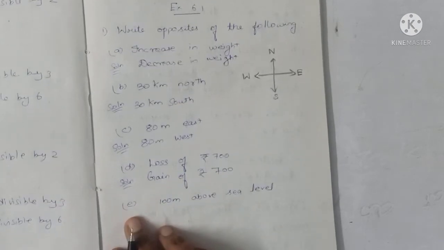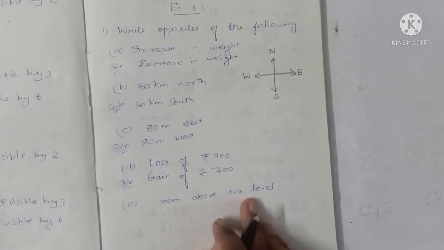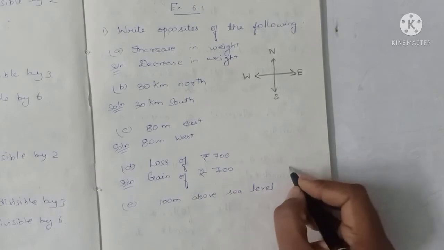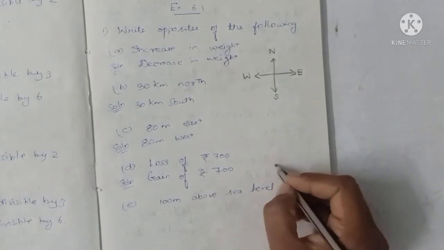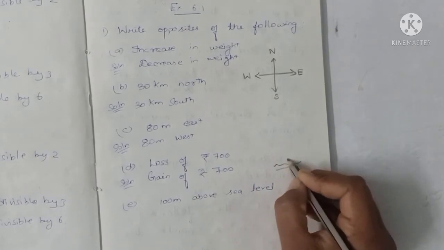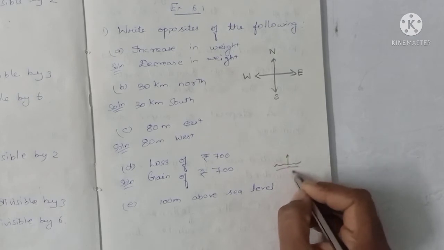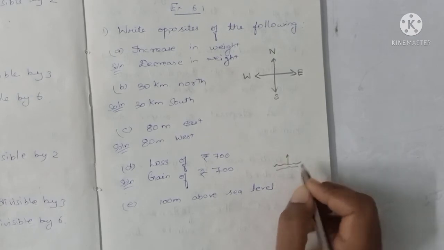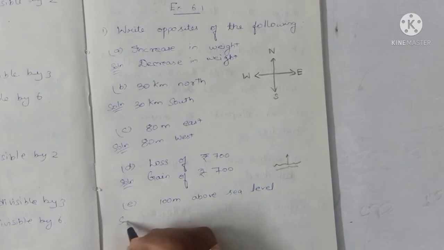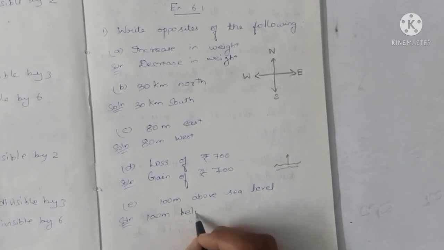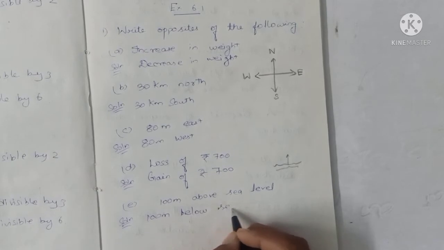Next subdivision E, 100 meter above sea level. So above the sea level, then the opposite will be below the sea level. So the answer is solution 100 meter below sea level.